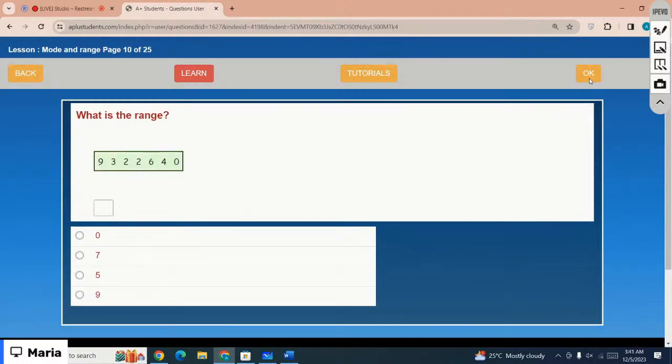What is the range? Which is the correct option? Yes, range is the difference between the smallest and the greatest value in the given data, right? So the greatest value in the data is 9 and the least value is 0. So the range is 9 minus 0, and the range is 9. The correct option is 9.